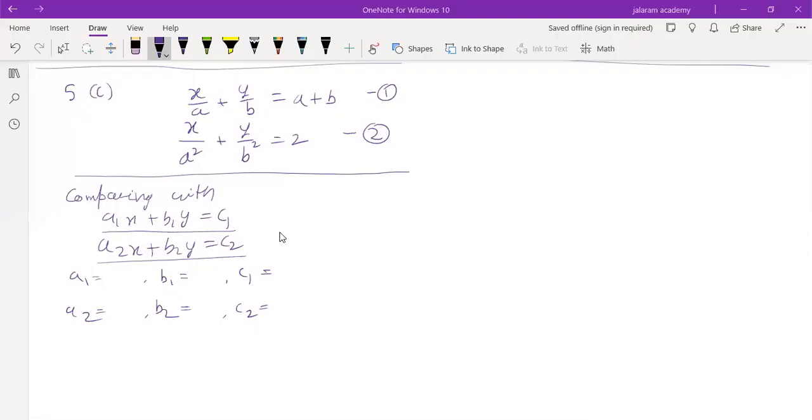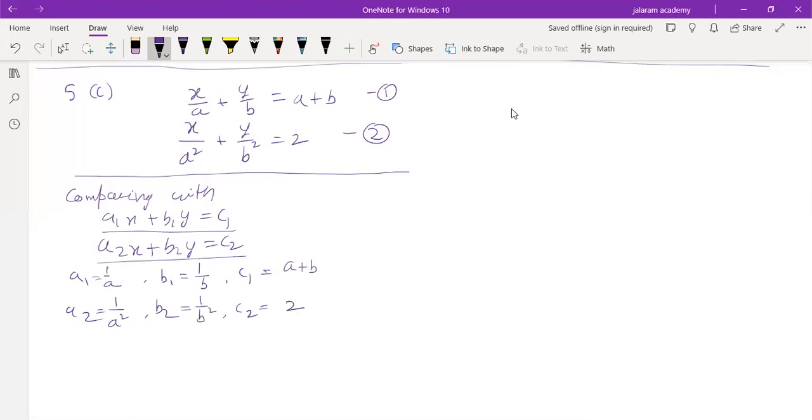Sir, a1 will be 1 upon a, b1 equals 1 by b. Sir, c1 is equal to a plus b. Sir, a2 is equal to 1 upon a square, b2 is equal to 1 upon b square and c2 is equal to 2.